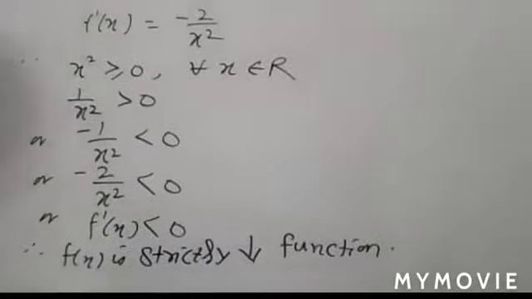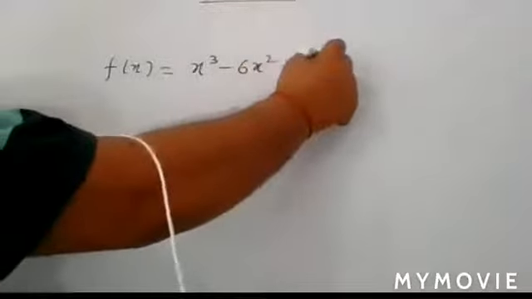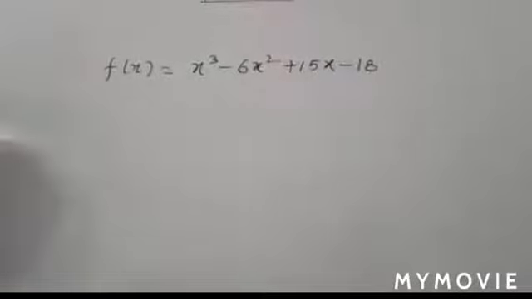Okay, so write a similar type of question. Prove that f(x) = x cube minus 6x square plus 15x minus 18 is strictly increasing, not decreasing. You write strictly increasing on R.